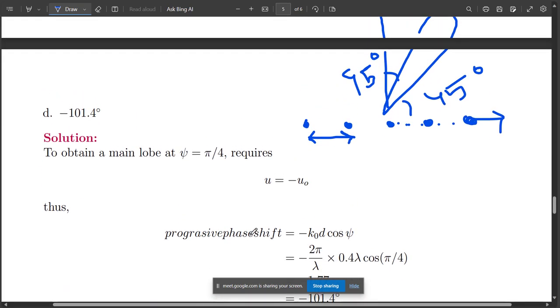So the progressive phase shift formula is given as minus k naught d cos psi. K naught is given, d is given, psi is given to you. Will you be able to find out the progressive phase shift? Do you have any doubt? If you have any doubt, go on, ask.